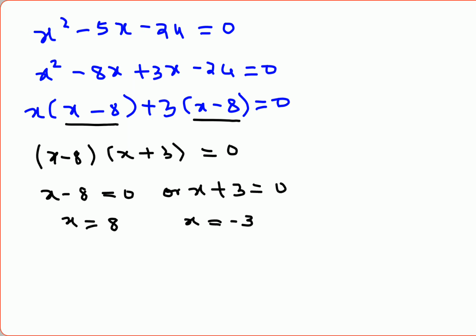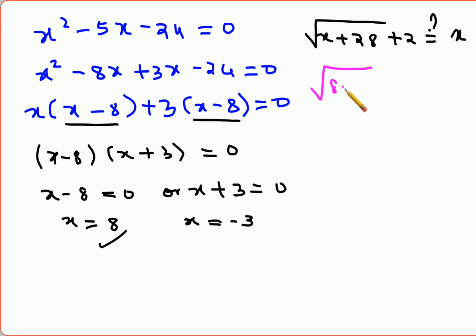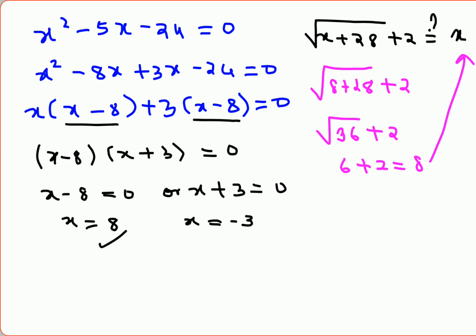Okay, so now what happens in this case is, see, your original question was that root of x plus 28 plus 2 should be giving you the value of x. Now for x equals 8, let's try. You will put root of 8 plus 28 plus 2. So root of 36 plus 2. Root of a positive value will get you a positive answer. So 6 plus 2 gets you 8, which is your x. So this value of x is absolutely correct.